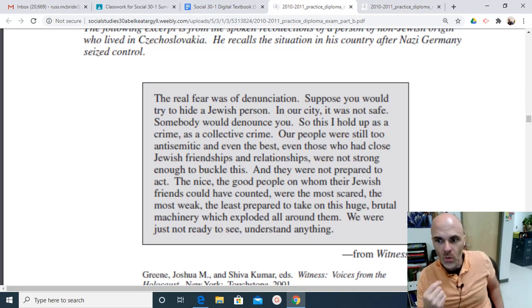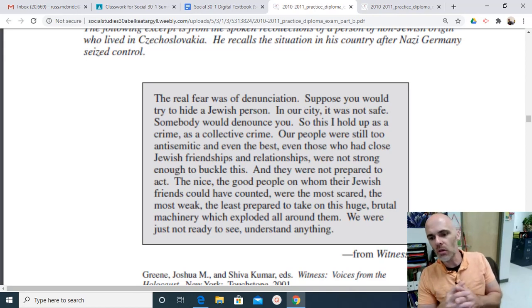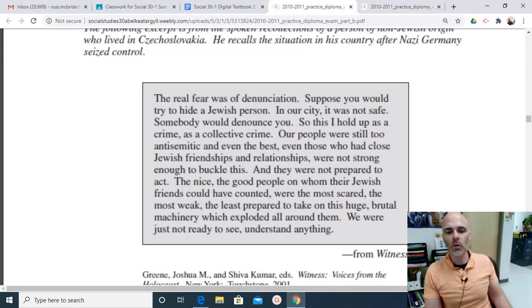Our people were still too anti-Semitic, and even the best, even those who had close Jewish friendships and relationships, were not strong enough to buckle this. And they were not prepared to act. The nice, the good people on whom their Jewish friends could have counted were the most scared, the most weak, the least prepared to take on this huge, brutal machinery which exploded all around them. We were just not ready.